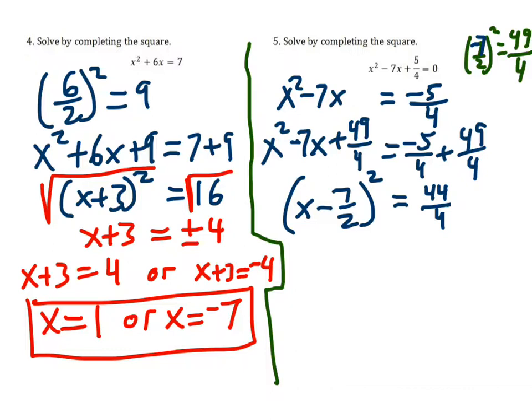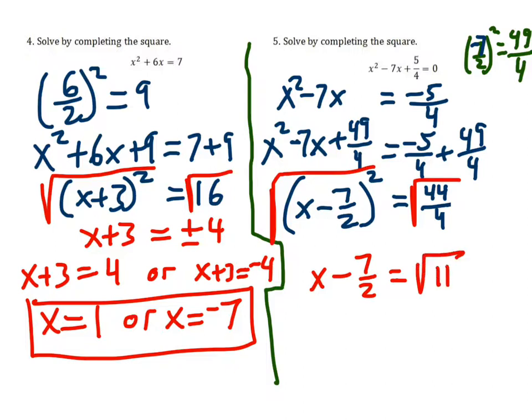And so now we need to square root that, because we got our squared. That's nice. So we're all ready to square root. And we end up with x minus 7/2 equals, well, this is just the square root of 11, right? 44 divided by 4 is 11. So let's go ahead and write it that way. And it's plus or minus. Okay? And so in the end, we add 7/2 to both sides, and we have plus or minus the square root of 11 plus 7/2.